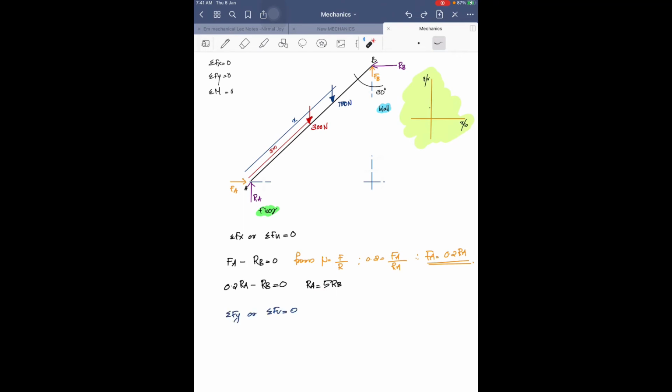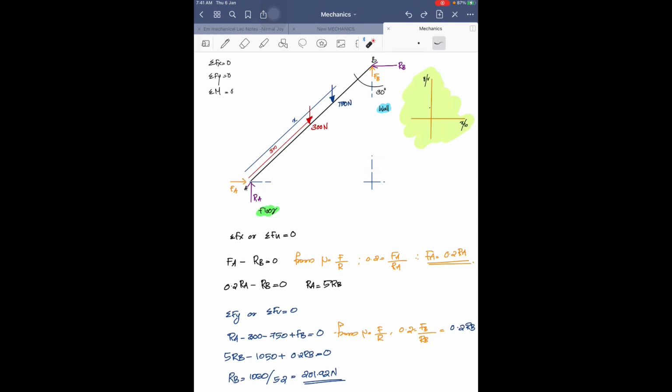Now taking the next equation, sigma Fy, or sum of all forces perpendicular to the plane, vertical, equal to 0, you will get RA plus FB equal to 300 Newton plus 750 Newton. Here also, applying the relationship of coefficient of friction, limiting friction and normal reaction, you will get 0.2 equal to FB by RB, that is, FB equal to 0.2 RB. Substituting 0.2 RB for FB and solving, you will get RB as 201.90 Newton.